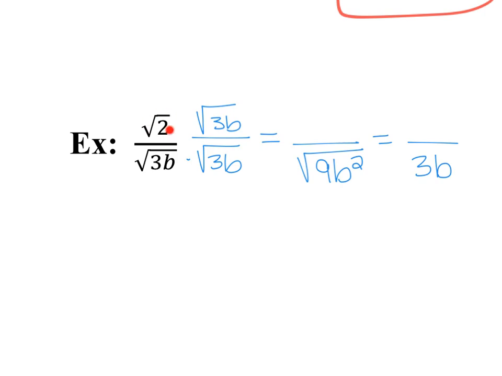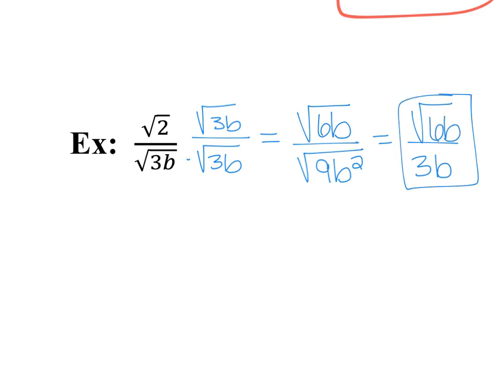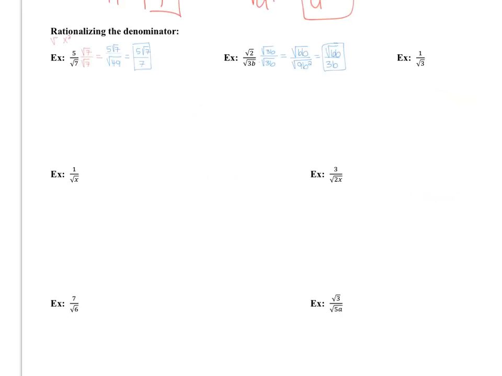On the top, 2 is inside, 3b is inside, so I'm actually allowed to multiply these together this time. Now I get the square root of 6b. Even if I split them, I don't know the square root of 6, and I don't know the square root of b. So my final answer would be the square root of 6b over 3b. And these cannot cancel because 6b is inside and 3b is outside. So you're going to pause the video, try these 5 examples, press play when you're ready to check your answers.